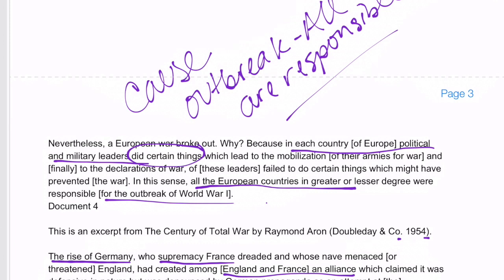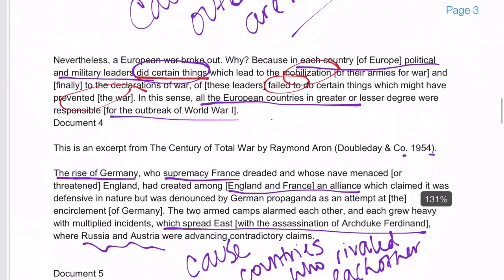So you could say, according to the document, each country was responsible for mobilizing their troops and for failing to prevent war. So he doesn't really say alliances here, but you can use this part where he says they did certain things which led to the mobilization of their army. So you can say that the author is alluding to the fact that there were alliances. Then you can go into document 4.